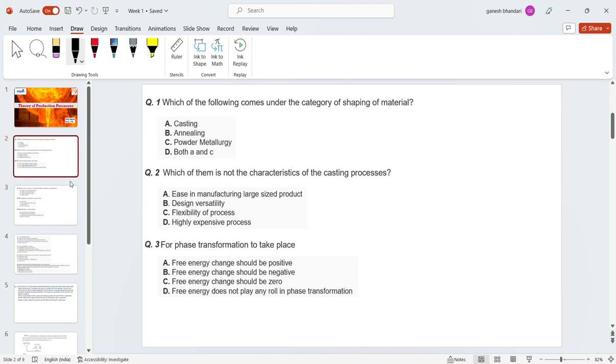On the other hand, in powder metallurgy we can mix different powders and synthesize them by compacting them in a particular shape, and we can also control the properties at the microstructure level. So the correct answer will be casting and powder metallurgy. Annealing is more about controlling properties instead of shaping of the material.